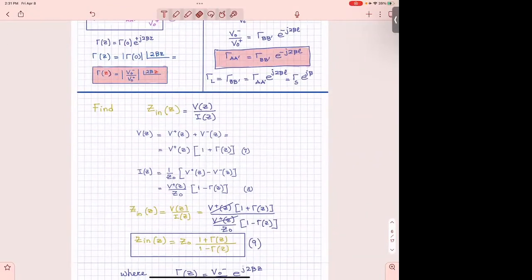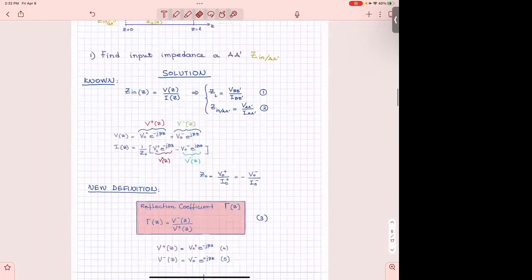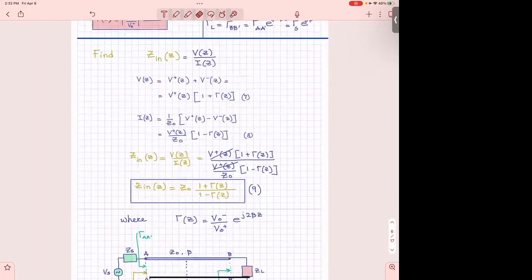Now, our problem is asking to find the input impedance at, what does it say? At AA prime. Okay, so now I want to remember how we define the input impedance. The input impedance is defined as the ratio, at any point on the line, of the voltage wave at that point divided by the current at that point. Right? What is the voltage at that point? It is the incident plus the reflected. We've seen this before. Okay?